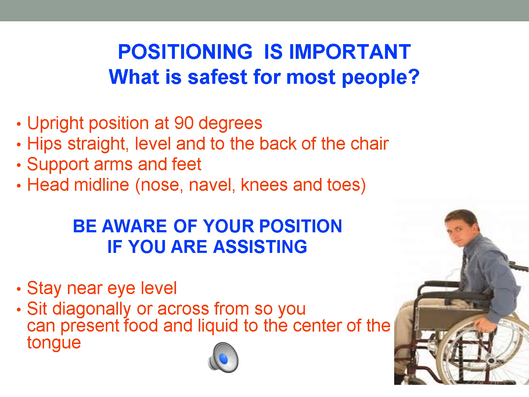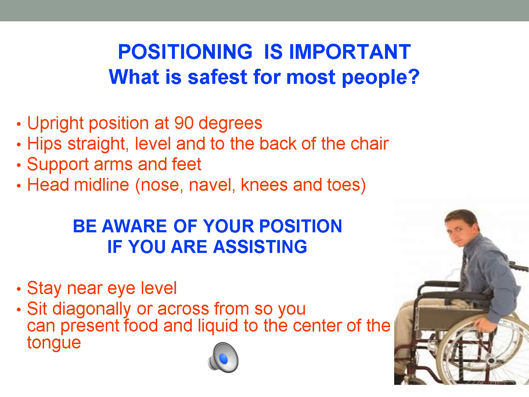Staff, you need to be aware of your position if you're assisting. You want to stay near eye level and you want to sit diagonally or across so you can present the food and liquid to the center of the tongue. You don't want them having to turn their head to get to the spoon. You're going to be the one that's presenting food to them, so you want to make it easier and go straight towards them so they're not having to do a lot of the work while you assist them. You want that food to be presented in a straight line so food isn't hitting just one side of the throat.